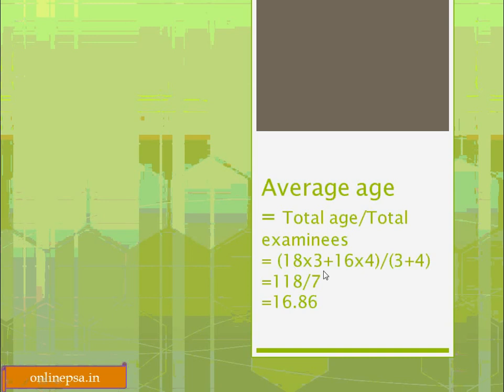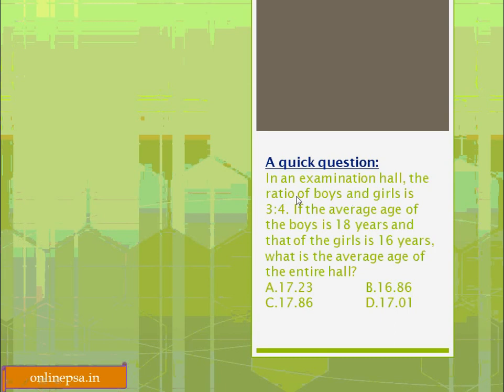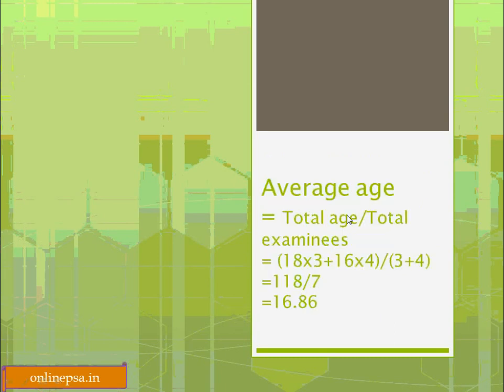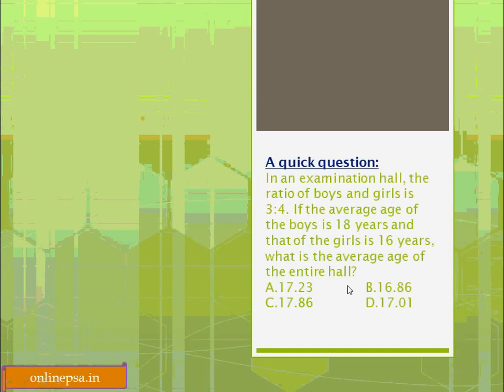Now the total age is 18 multiplied by 3 and 16 multiplied by 4, which gives us 118 as the total age. The total examinees, students, is equal to 3 plus 4, which is nothing but 7. Please note that 7 is not the number of people who are taking the exam, but 3 and 4 have been given as the weight, or you can say the ratio of boys and girls. And that gives us a value of 16.86.